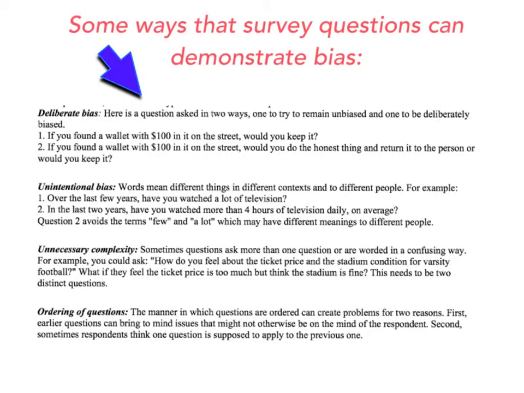Sometimes the survey questions themselves can demonstrate bias. I listed here a few examples of some ways that questions could demonstrate bias. There is deliberate bias, in which the researcher actually deliberately puts bias into the questions so that they get the response that they want. Here is a question asked in two ways. One to try to remain unbiased, and one to be deliberately biased.